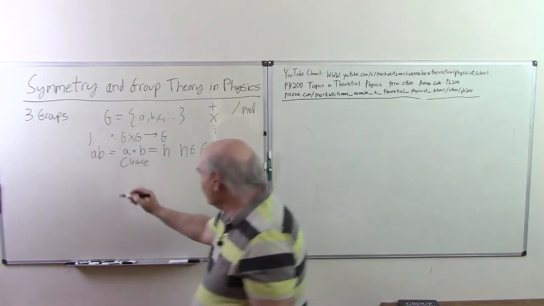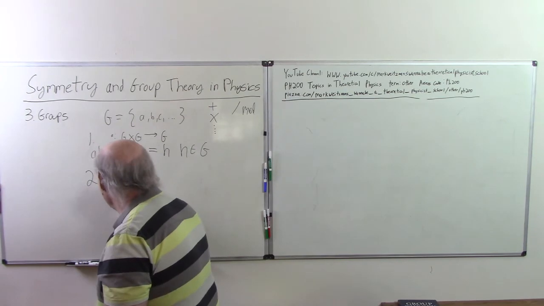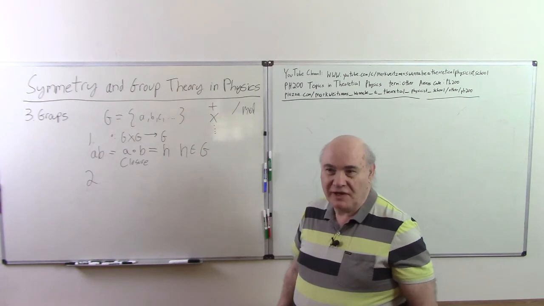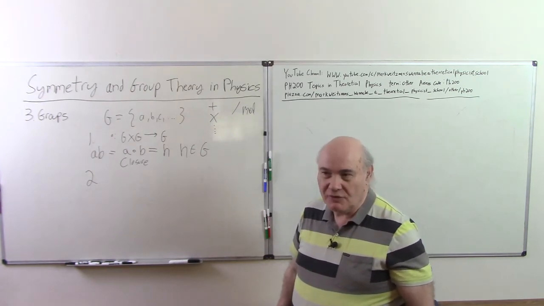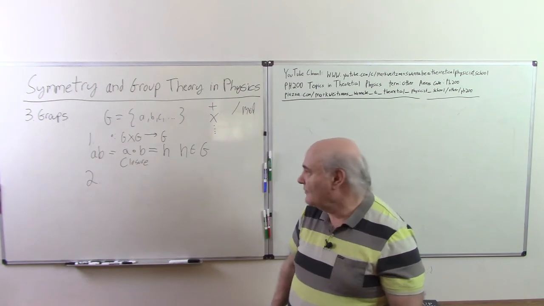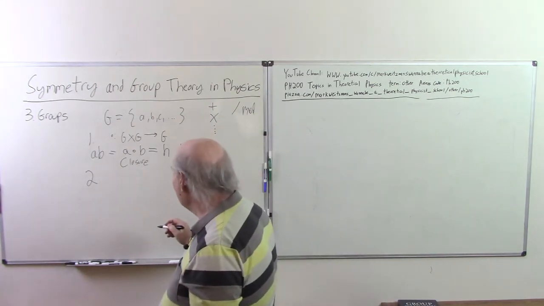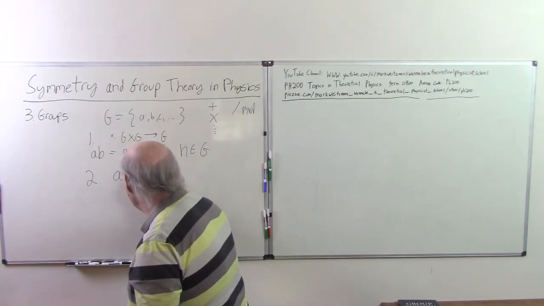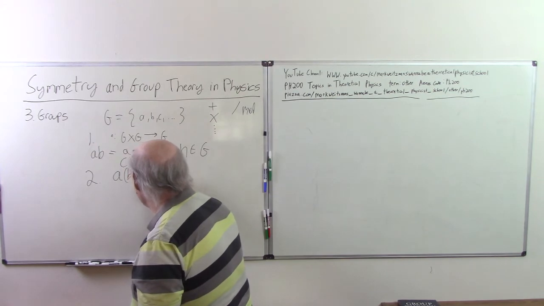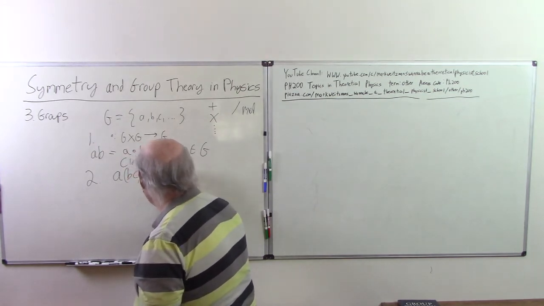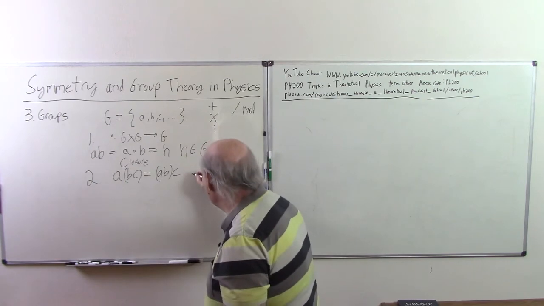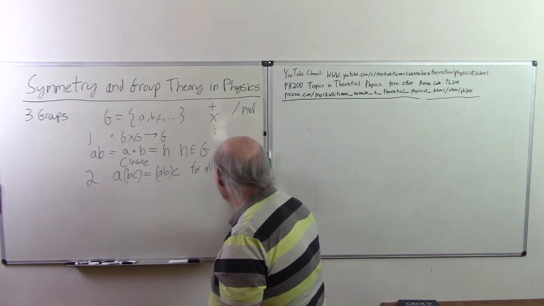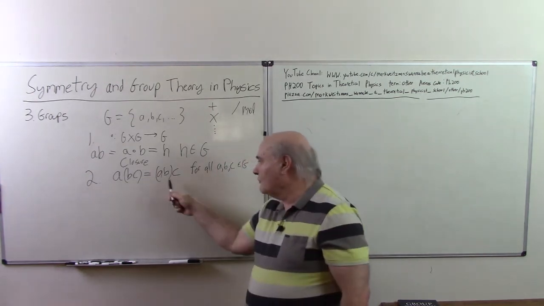Now the second rule is, the other thing, when I'm stating these axioms, I'm not stating the minimum. I'm just stating what has to be true and what it implies. So the next rule is associativity: (AB)C has to equal A(BC) for all A, B, C in G. So the associative rule always applies.